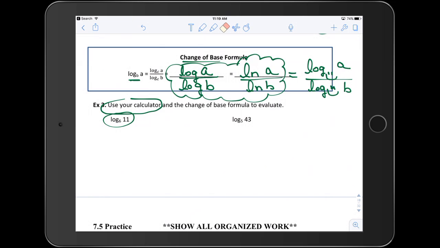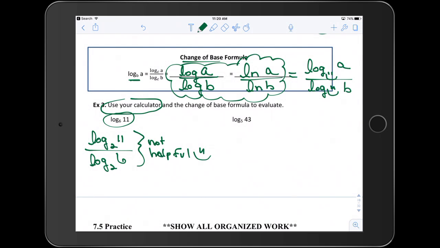I'm going to just show you something though. Let's change it to base 2. Log base 2 of 11 over log base 2 of 6. Now this is a change of base. We just changed the base to base 2 instead of base 6. But this is not helpful in the calculator. But I did want to make sure you understood what I'm talking about.